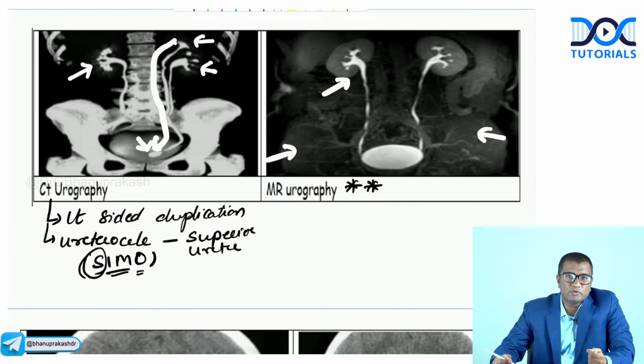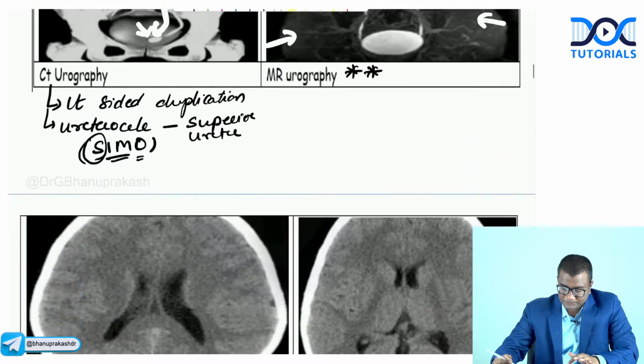So in patients who have renal problems, where we cannot give a CT contrast, where you cannot give gadolinium, where we want to look at the pelvicalyceal system without giving contrast, we can go for MR urography. By using a non-contrast T2 weighted image, you can reconstruct the pelvicalyceal system and the ureter, right? So that is MR urography also.